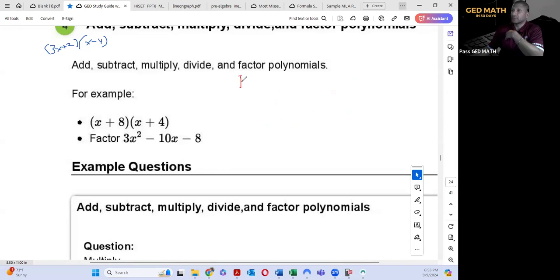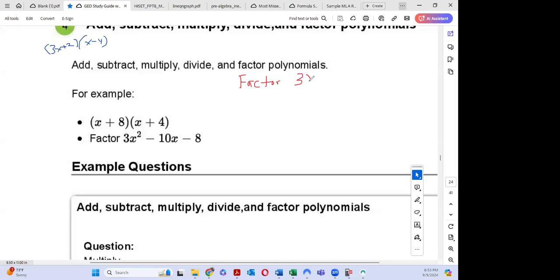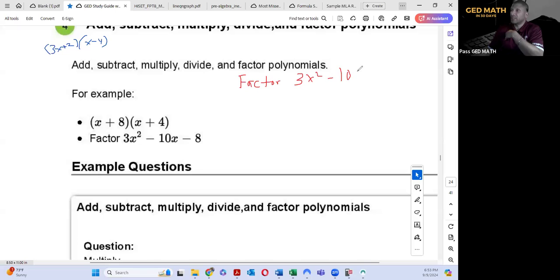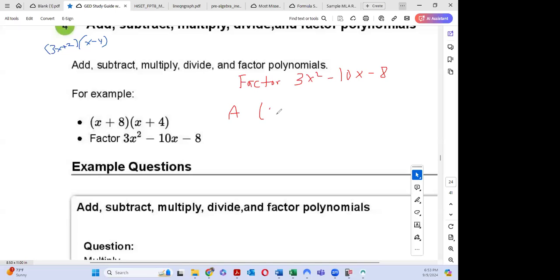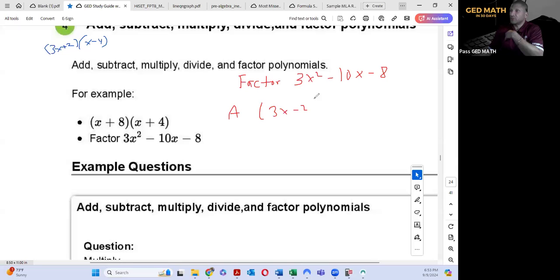Factor 3x squared minus 10x minus 8. They're going to have A, which is 3x minus 2 times x minus 4.